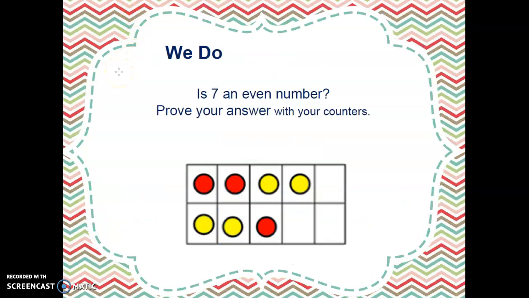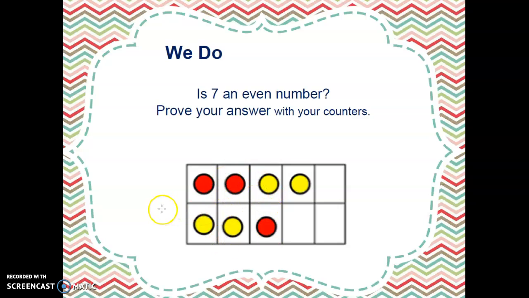Now let's look at the we do. Is 7 an even number? Prove your answer with your counters. Again, let's look at our counters below. Remember what I said earlier, that an even number needs to have a partner. Here we have 1, 2, 3, 4, 5, 6, 7 counters. There's a partner here, partner here, partner here, but no partner here. That means that 7 is not an even number. 7 is an odd number because not all the numbers have partners. They don't all have a partner.